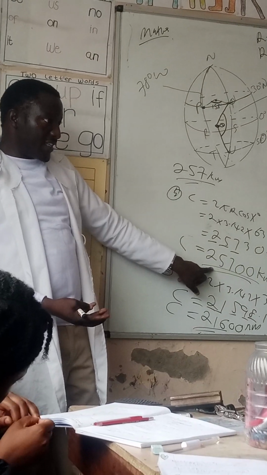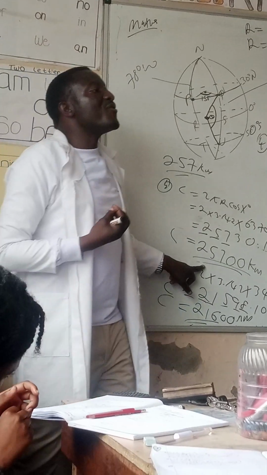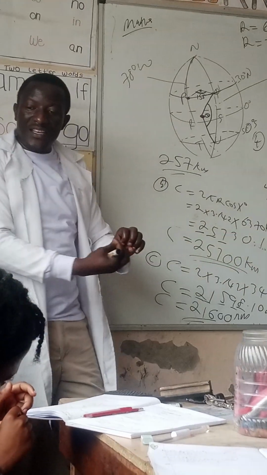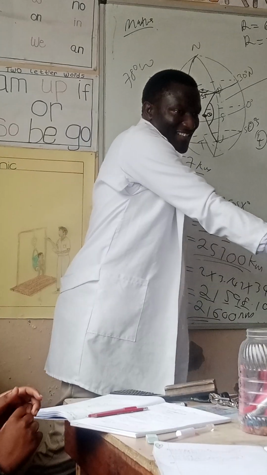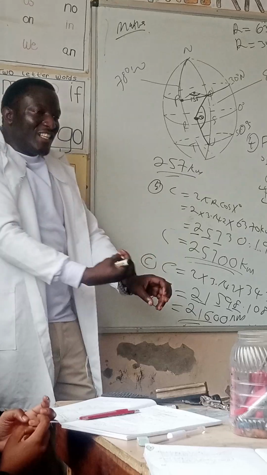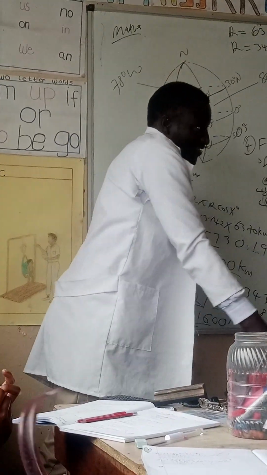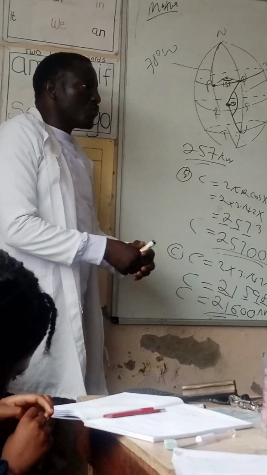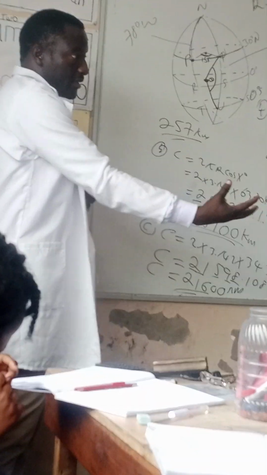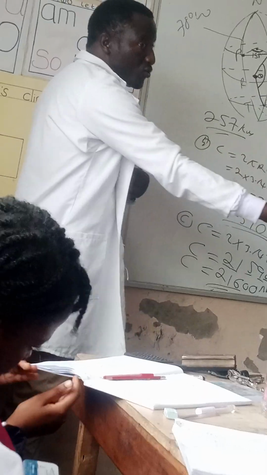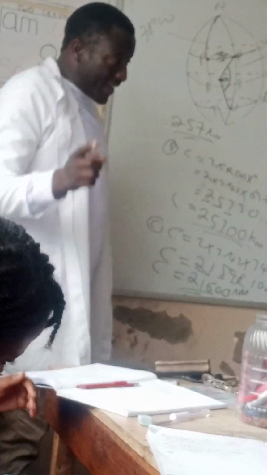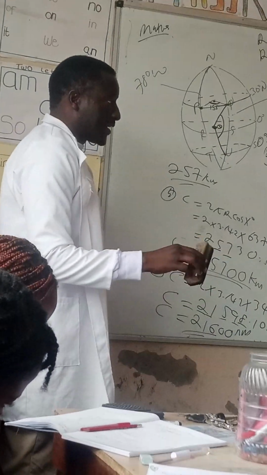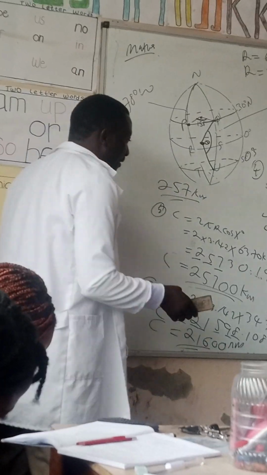I want you to read this answer. 25,700. So the answer is still in the thousands. Are you getting the idea? The distance is still in the thousands. So that is the reason why we add zeros, so that we don't change the reading. We don't change the place values of the answer. That's a very good question she has asked. Hope now you know.